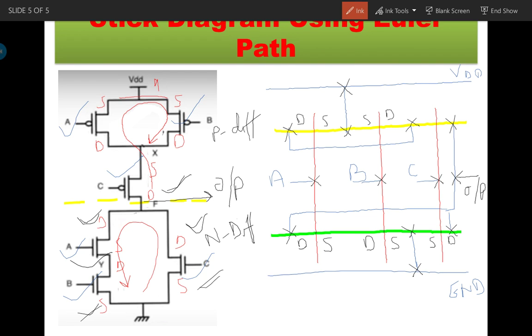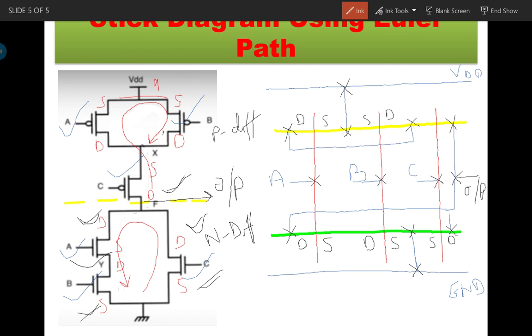Now in this circuit you will see that there is a minimum number of contacts between the diffusion lines. The same diffusion line is used for all the similar kind of transistors: the same P diffusion line is used for 3 transistors, and the same N diffusion line is used for 3 transistors. In this way we minimize the interconnection between the diffusions. That will ultimately reduce the area on the wafer. That is possible only with the help of the Euler path.